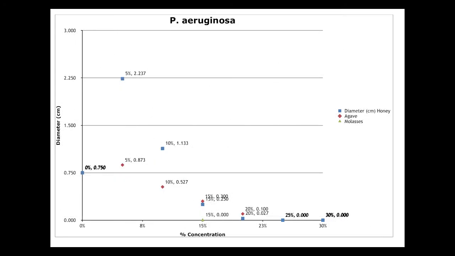Next, we had Pseudomonas with the minimum inhibition concentration of 25% in honey and 25% in agave. It is noted that in 15% molasses, no Pseudomonas grew. From the graph, we can clearly see that Pseudomonas grew more in 5% honey than 0% honey.